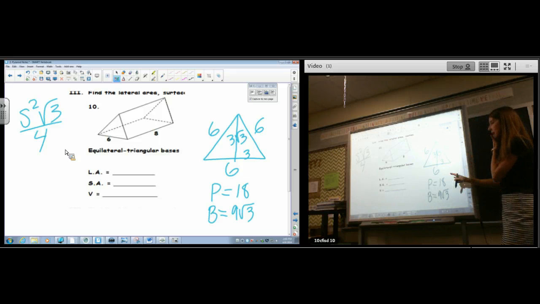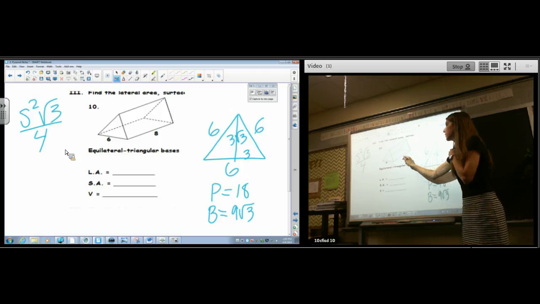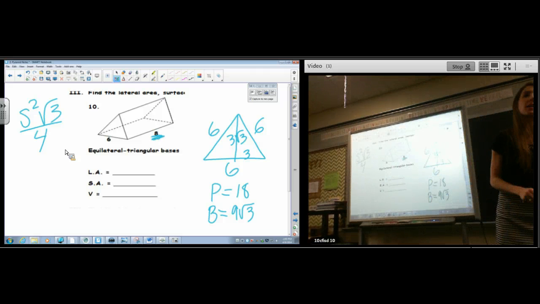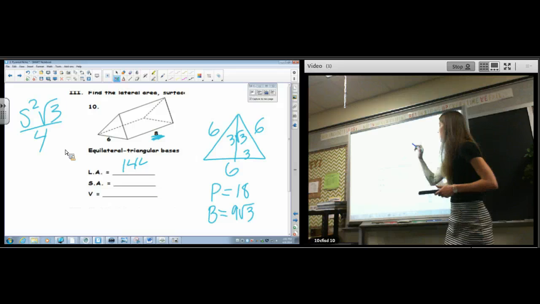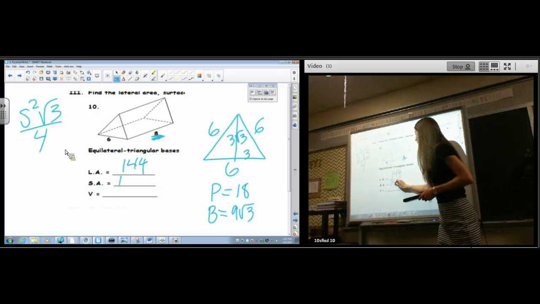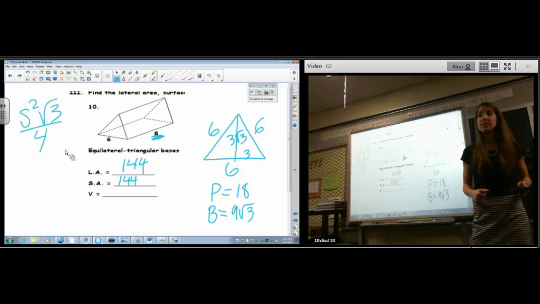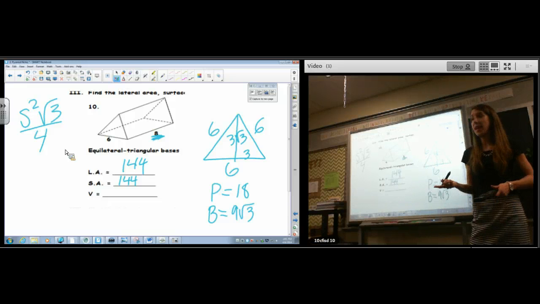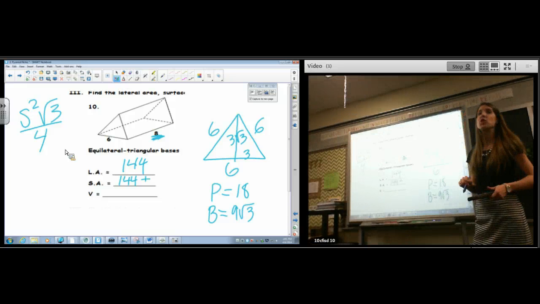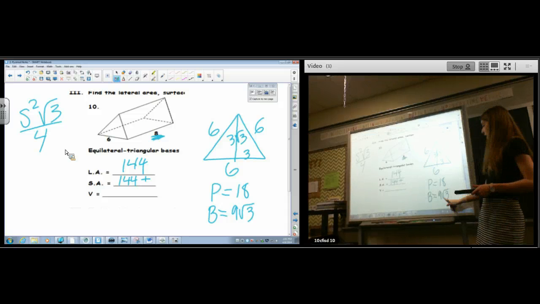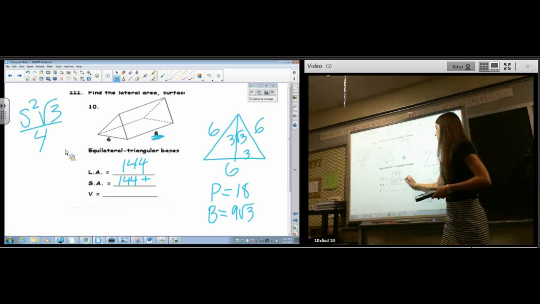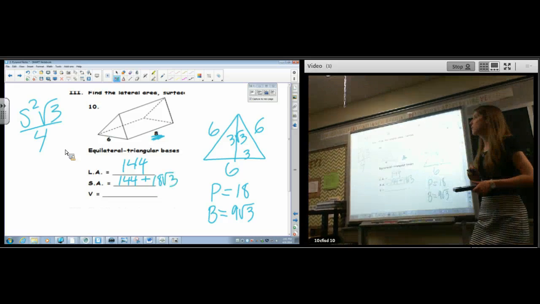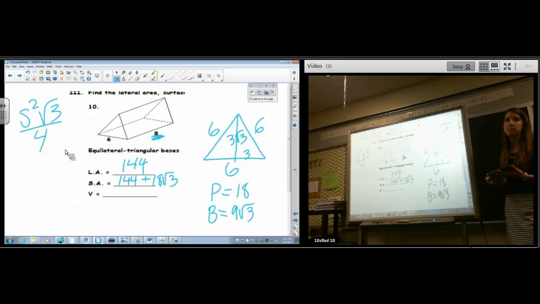LA is P times H, 18 times, remember, the height is what connects a base to a base. So 18 times 8, ooh, yeah. So that one's not bad. Surface area. You take the LA, you've already found it. You steal it from your previous answer blank, and what do you add to it? 2b. So you take that and you double it. 9 times 2. There we go. So that's how you find the surface area of number 10.